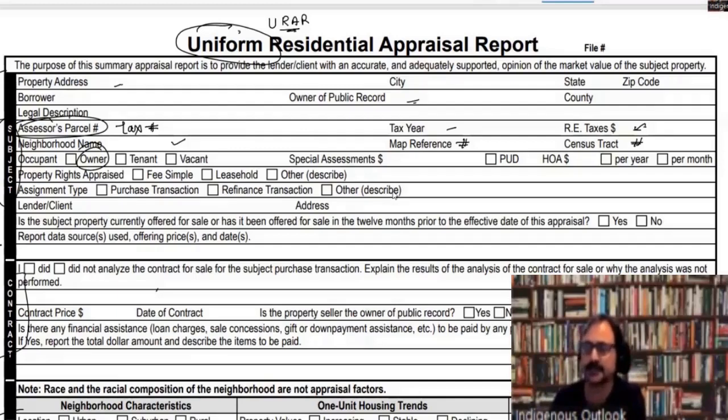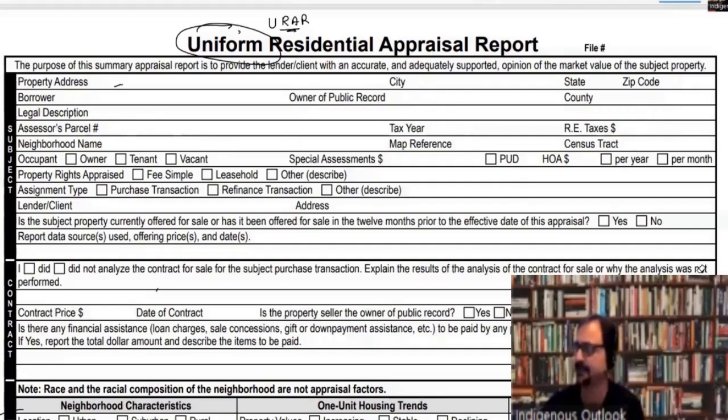If it is an investment property, it should be tenant occupied, or it could be vacant as well. Currently, when the appraiser goes to that home, there is a possibility that since there is no rent currently on this property, it could be vacant. But when it comes to an owner occupied property refinance, then it could not be vacant. It should be owner. So you always need to keep an eye on this information and cross check with the purpose of the loan, right?